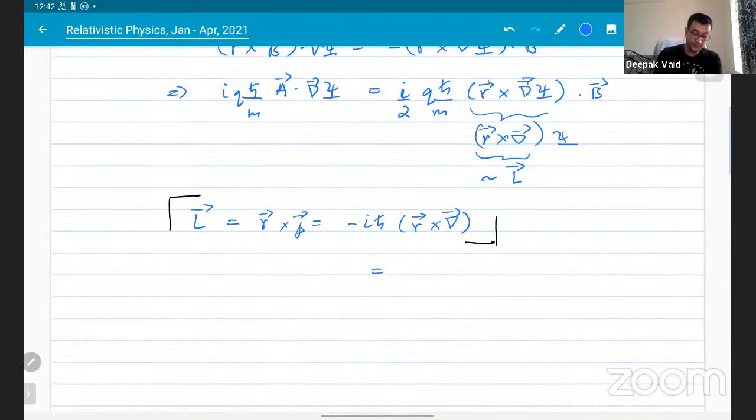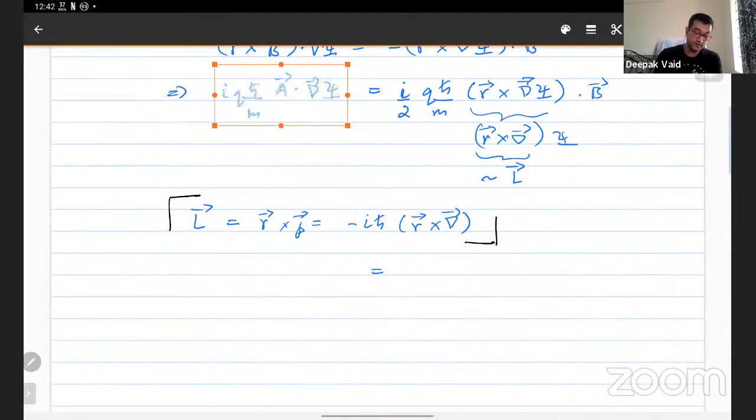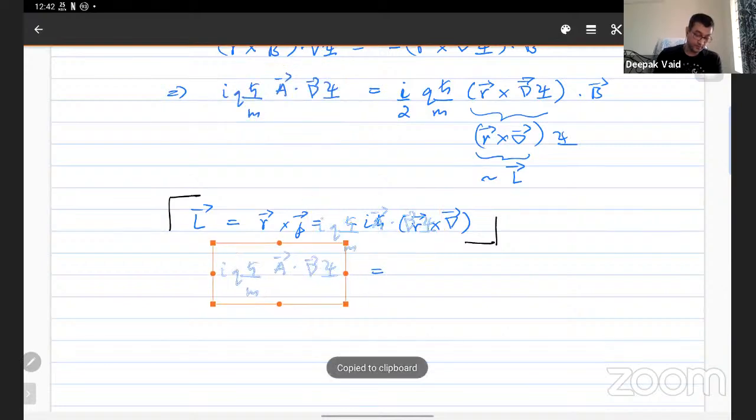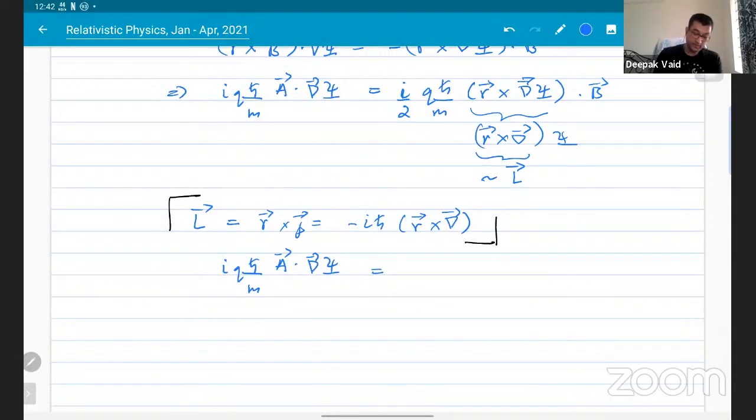And so finally, this expression, copy and paste it in, becomes, again, we'll get one more minus sign, q by 2m times this operator L. So now I can write it as B dot L acting on psi. You can write it as L acting on psi dotted with B. It's the same thing. It will give you the same expression.